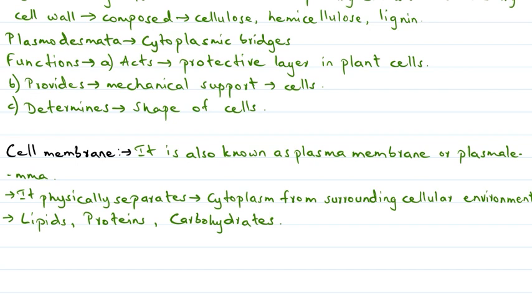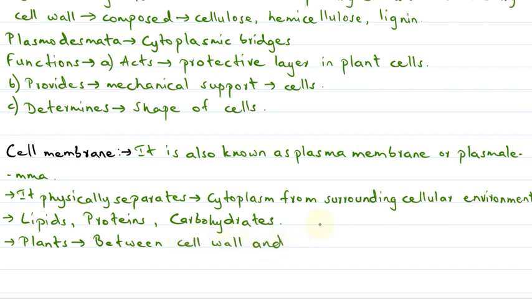So in plants, where is the plasma membrane found? It is found in between the cell wall and the cytoplasm. This is in case of plants.